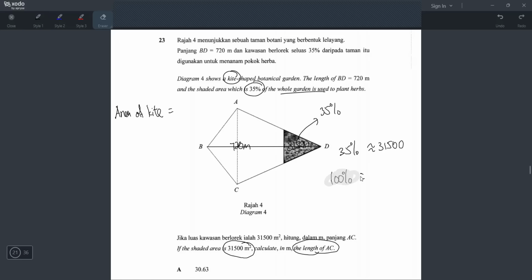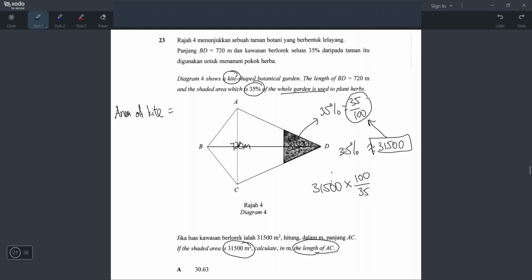Okay, I think I can take 31500 times with 100 over 35. Yeah. You know why? Because 35% means 35 over 100, right? It means this 31500 actually occupies 35 over 100. It means you can take 31500 divide 35. The reason why you divide 35 is because you want to know 1% is how much. You understand, right? Because 35% is equivalent to 31500.